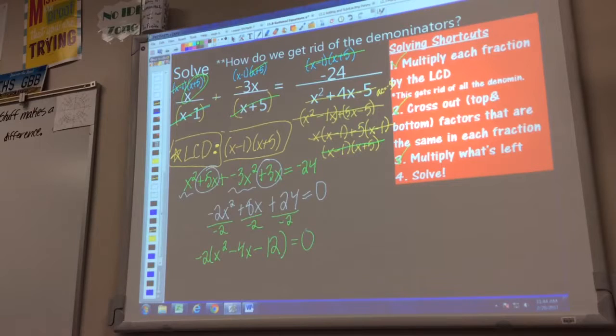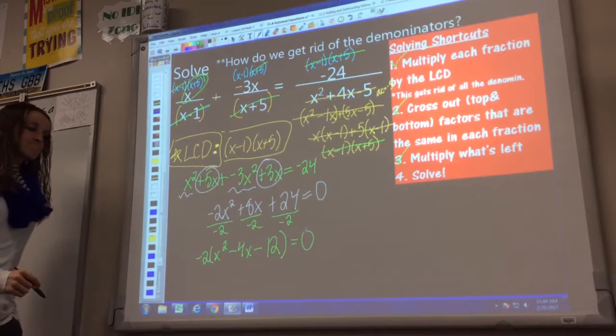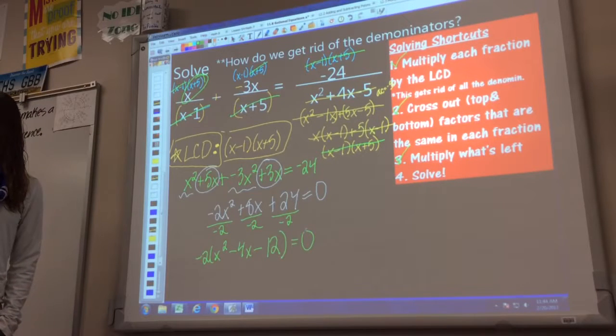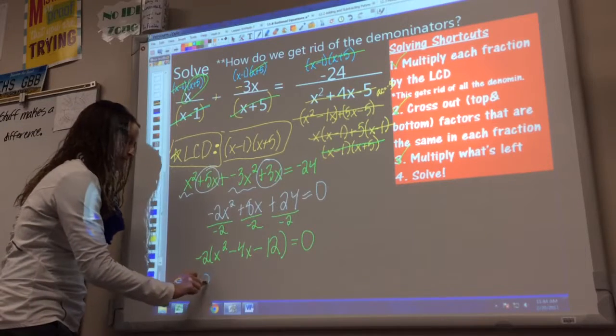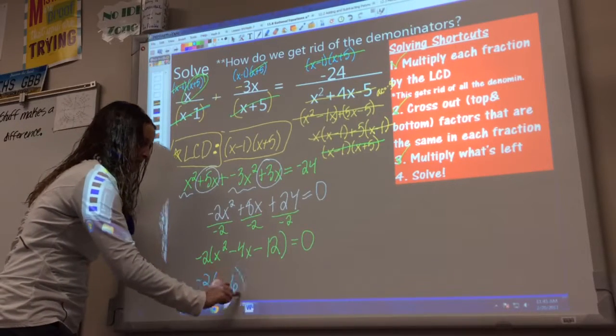AC equals negative 12. There are two nice factors that add up to negative 4. Thank you for those who are working. It's good. And I see some people who are stuck. What's one of your factors going to be? Negative 6. Thank you. Negative 6 and positive 2. That's a negative 4.